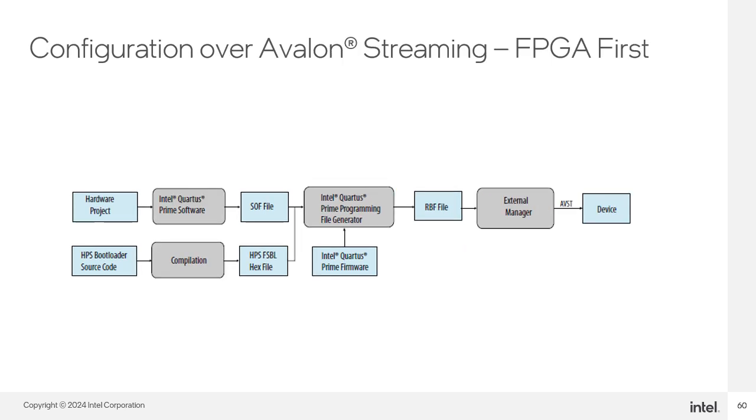Here is the sequence for FPGA first configuration over Avalon streaming. 1. Compile hardware project with Quartus Prime to obtain the SOF file. 2. Compile the HPS FSBL source code to obtain the HPS FSBL hex file or use a precompiled file. 3. Use Programming File Generator to create the raw binary file which contains the configuration bit string in binary format. The FPGA needs to be configured on the board to set MSEL pins to the AVST mode. Power up, power cycle, or toggle nCONFIG on the FPGA. Use an external initiator connected over AVST to configure the device using the RBF file.